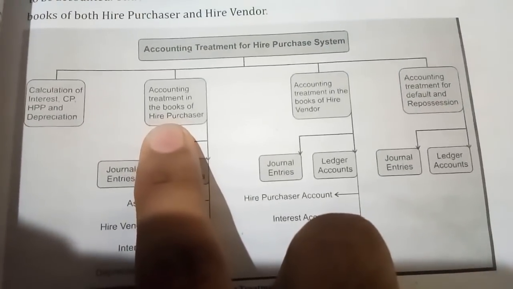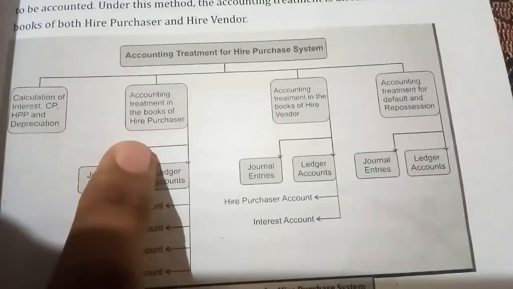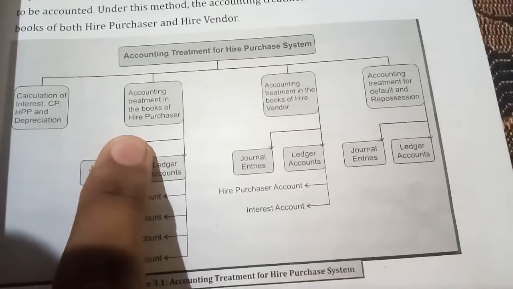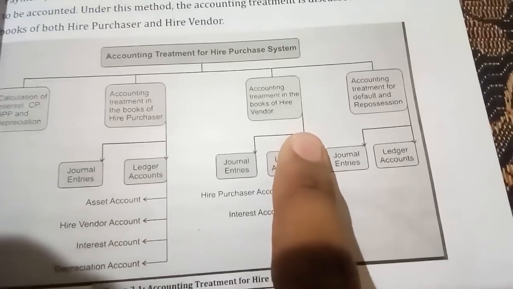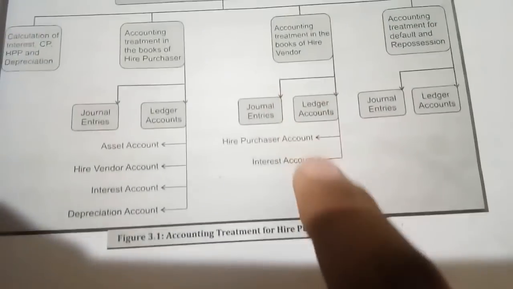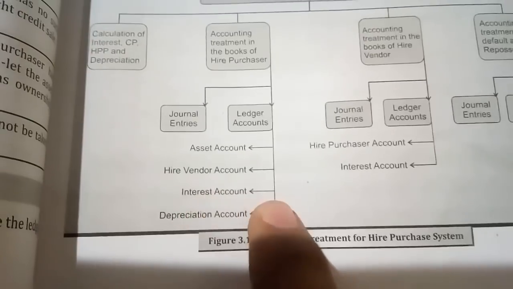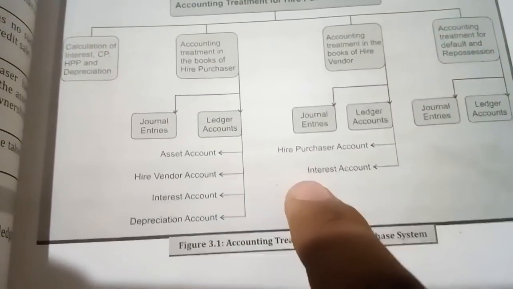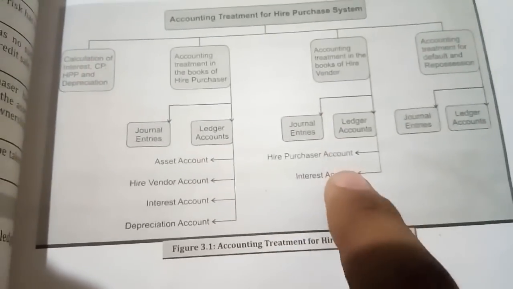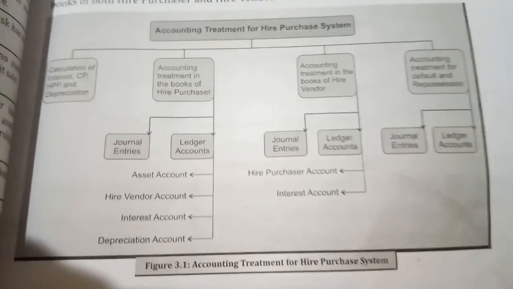So here we have in the books of hire purchaser and in the books of hire vendor. Purchaser means who has taken the machinery, hire vendor is who is selling the machinery, and we are preparing all this. Here we will prepare asset account, hire vendor account, interest account, depreciation account, and here we will prepare hire purchase account and interest account. So here 2 accounts and here 4 accounts. So let's know the format first and then other things.